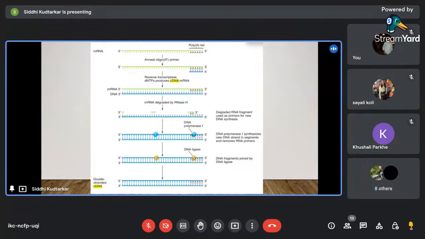As we can see, there is a poly-A tail to which the oligo-dT primer is bound. Then we can see the DNA strand which is produced by the reverse transcriptase enzyme. Then in the next step, RNase has degraded the RNA, and small fragments of the degraded RNA, in green color, are left. Then DNA polymerase 1 will construct a new DNA strand, and DNA ligase will ligate the gaps and we will get our required double-stranded cDNA.